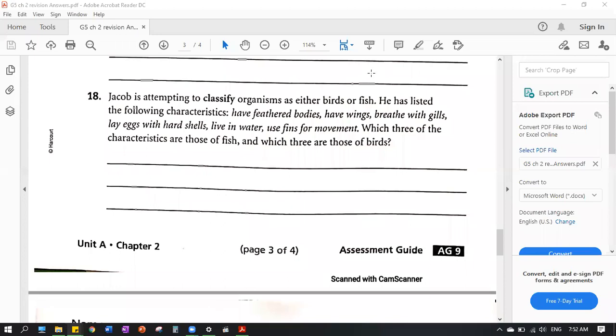So I think it's not that difficult, this question, right? So we will have three as birds, obviously having feathered bodies. This belongs to birds. Have wings, okay, and lay eggs with hard shells. Those three belong to the birds, and the other three characteristics will belong to the fish.